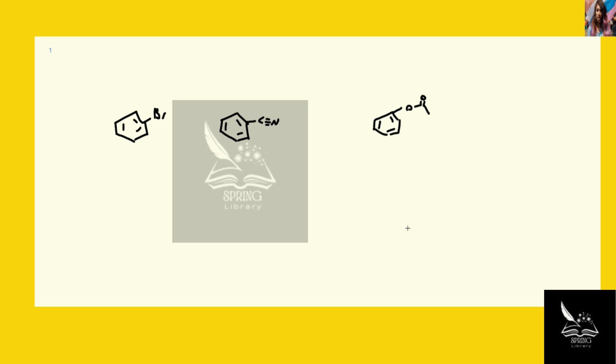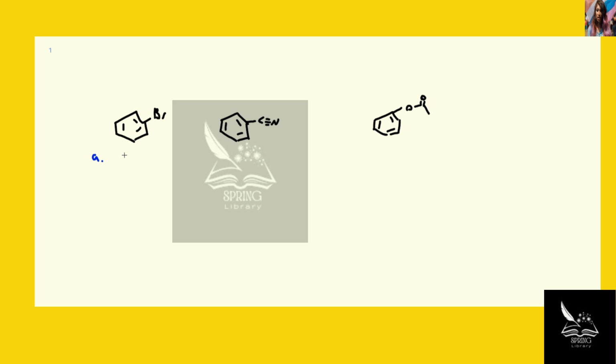This problem shows us three substituted benzene rings, and it asks us 4 questions for each one. So let's start with A. Does a substituent donate or withdraw electron density by the inductive effect?